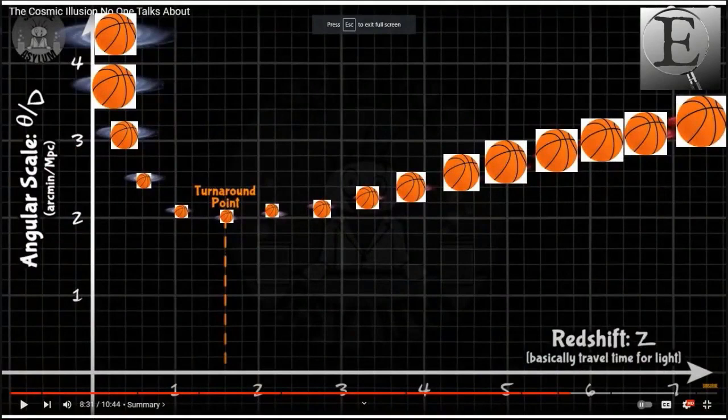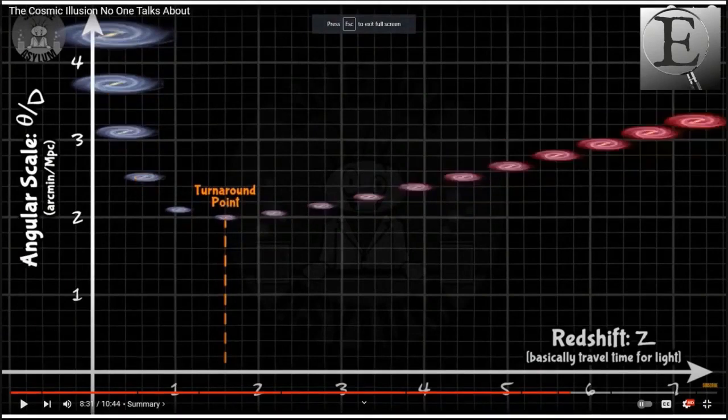The Science Asylum YouTube channel covers this, and I credit the Science Asylum YouTube channel for some of these graphics. This is one from that channel, but I added the basketballs there. Actually, the original graphic is like that, where it has the galaxies. Hopefully you get the point.